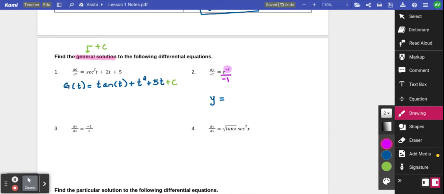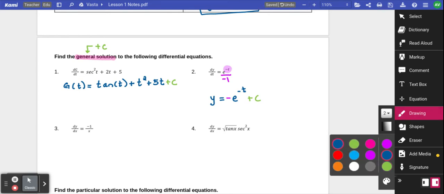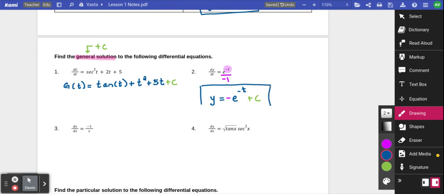Now nothing cancels here, and so I just do the antiderivative of the outside. The antiderivative of e to the something is just e to the something, and because of that dividing by -1, I just put a negative at the beginning. Don't forget that at the end, you should have your plus c, because that is what makes this the general solution to the differential equation. So this is, again, the answer to this question.